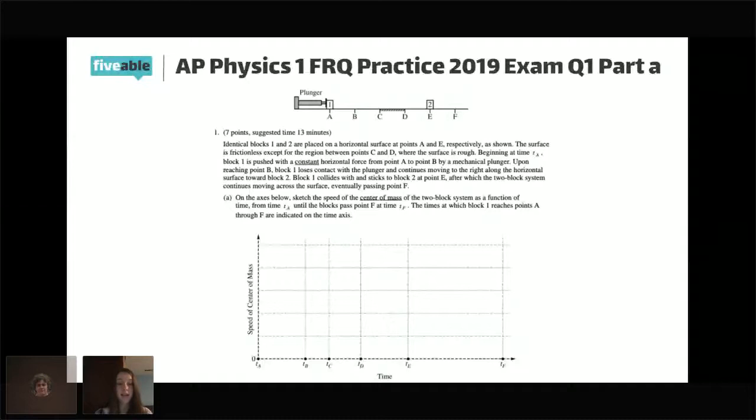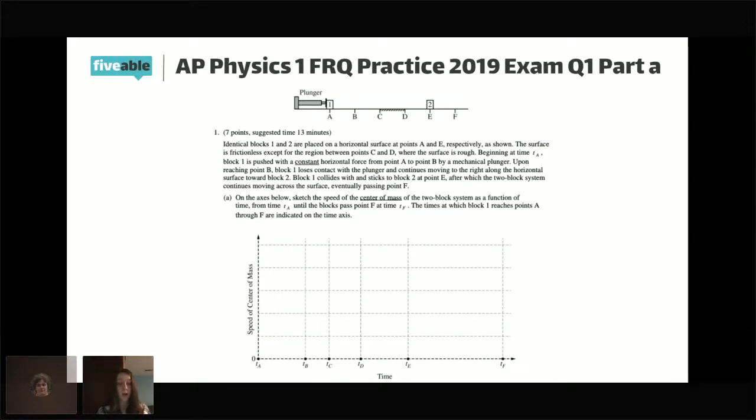So the question is telling us a description of what the plunger is doing to block 1. From time TA to TB, the plunger is in contact with the block and it's moving at a constant force. And then from time B to C, the block loses contact with the plunger, so it's just going on ahead. And then C and D, it encounters a surface with friction. And then at point E, the two blocks collide and continue moving past point F.